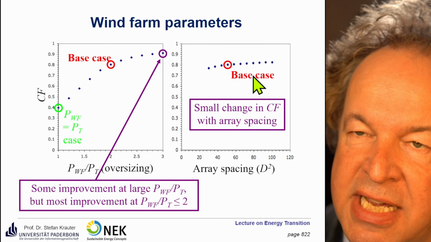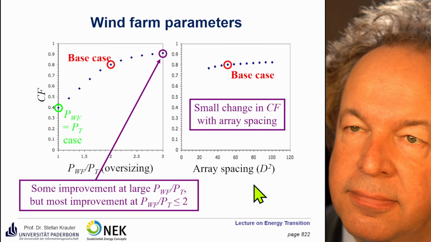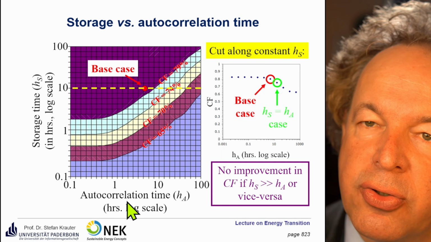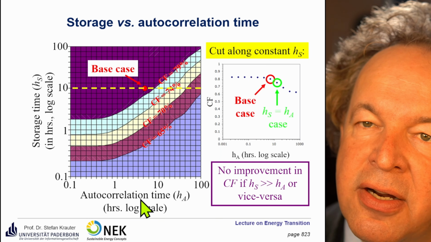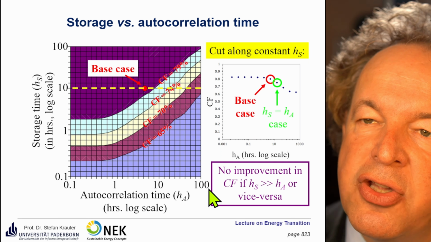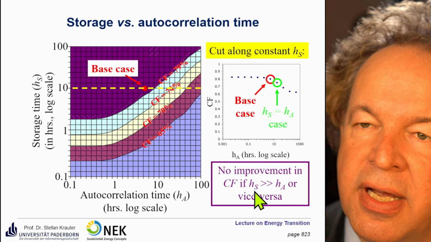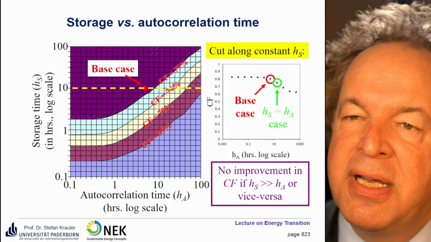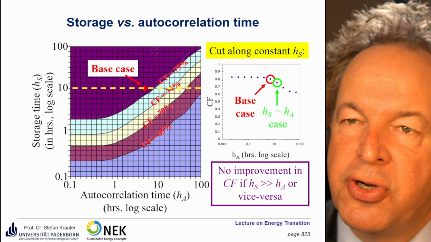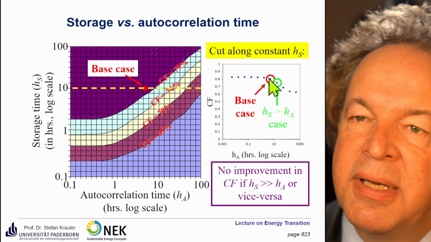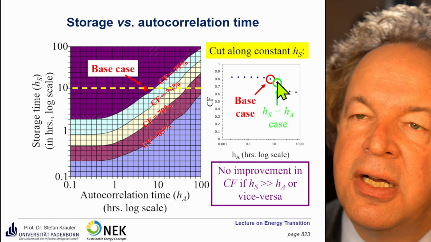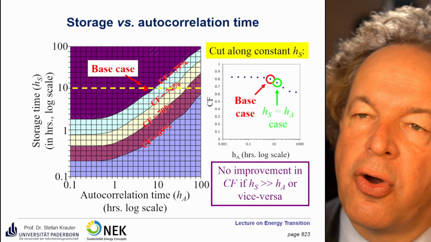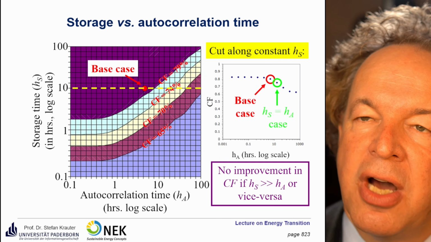Array spacing doesn't play a big role, as we see here. Then we have the autocorrelation time. This is our base case here. We see that there's no improvement in capacity factor if the storage size is very much bigger than the autocorrelation time, and vice versa. So we don't have any big improvement here. It is very good if you put the size of storage about equal to the autocorrelation time.